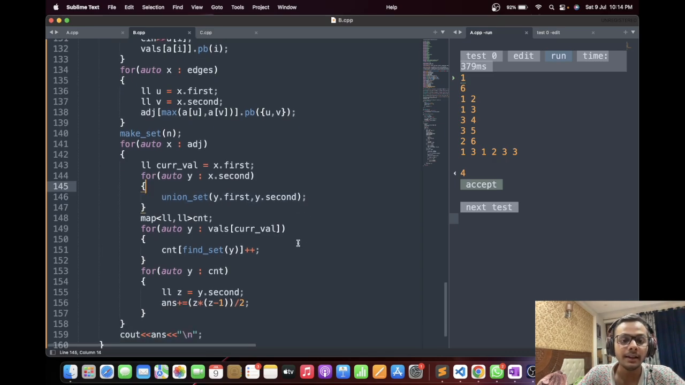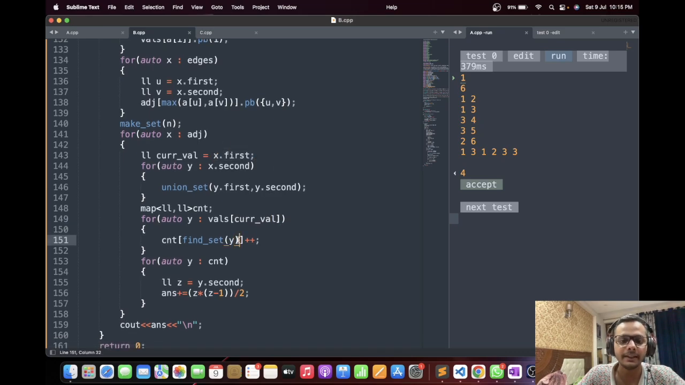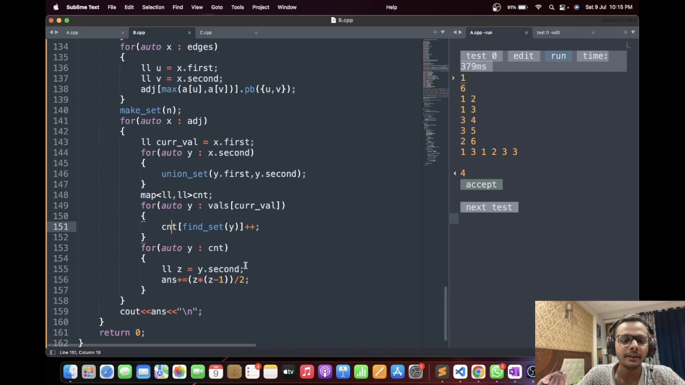And then I am looking in the vector vals of cur_val, which means I'm looking at all the nodes which have the value equal to x dot first. And then I am trying to find out their parent in the DSU, and I am incrementing the count of that parent. And then I can simply go to the count vector, and y dot second is basically the number of occurrences of x dot first in a particular tree of the forest. So I will simply add z into z minus 1 by 2 to my answer, because any two nodes which have a value of x dot first and are reachable from each other are good, because I'm only looking at the subgraph of the nodes which is formed by values less than or equal to x dot first, right? So I hope this makes sense.